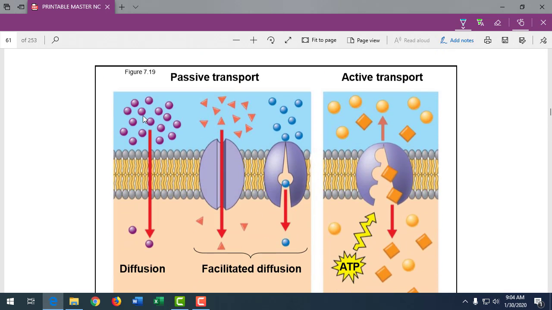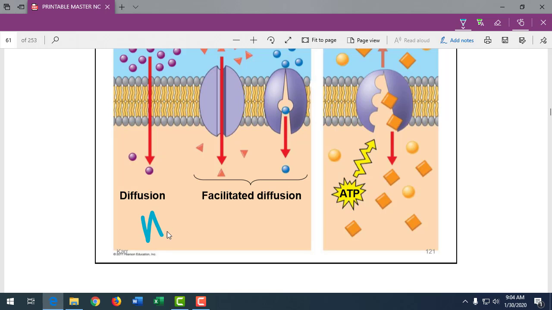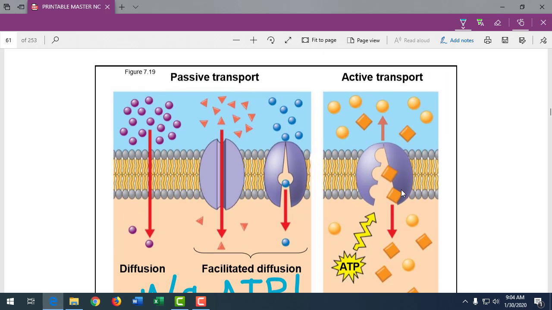So passive transport, again, in summary, is high concentration to low concentration, no energy required, right? No ATP required for either of these. So whether it's simple diffusion or facilitated diffusion, no ATP is needed. But in active transport, we need that ATP molecule.